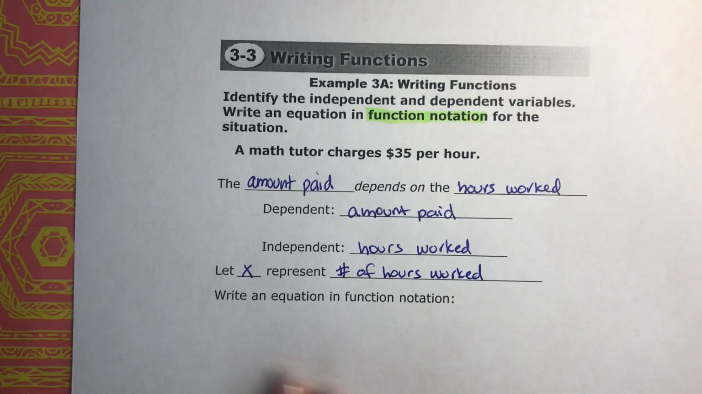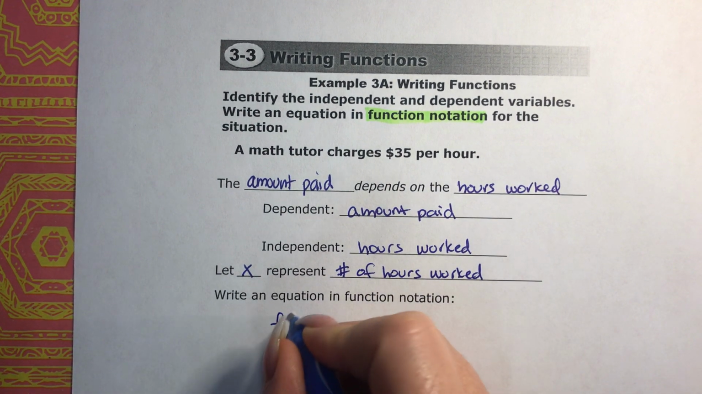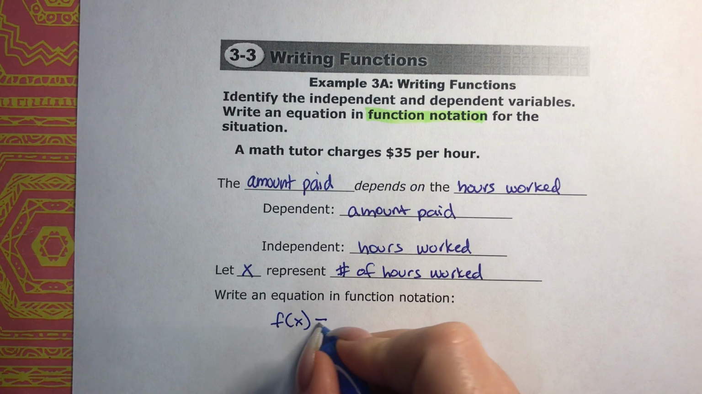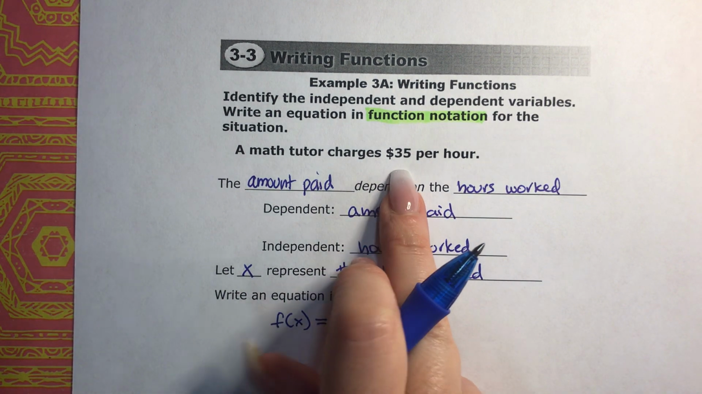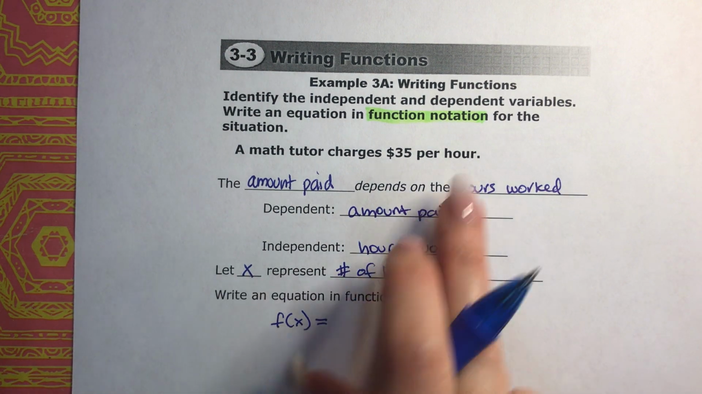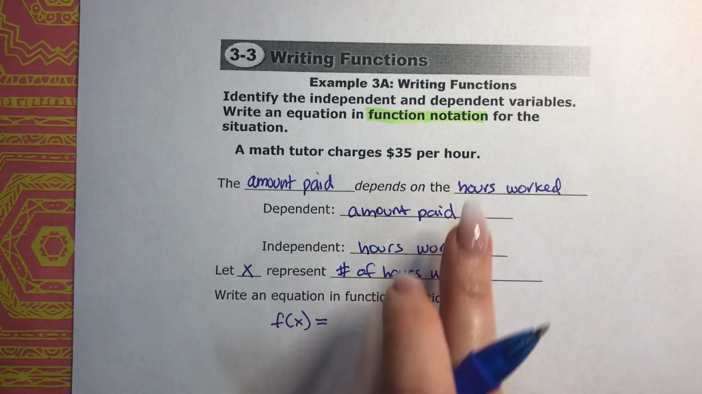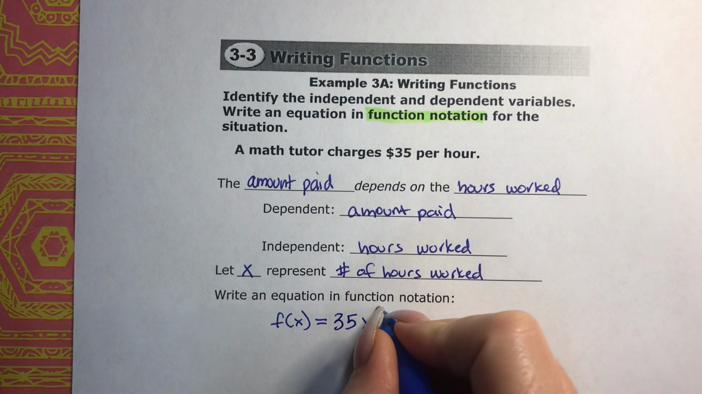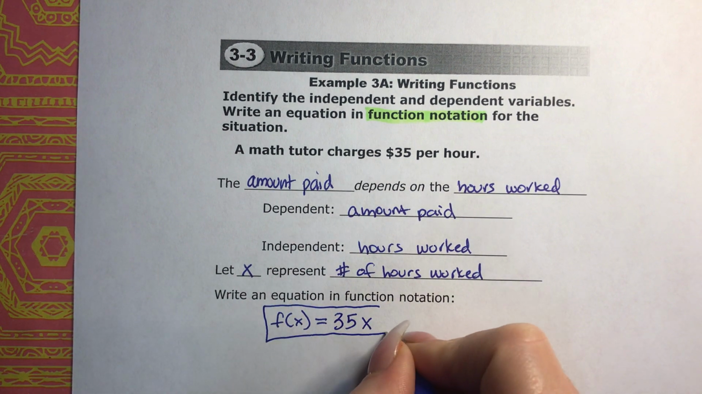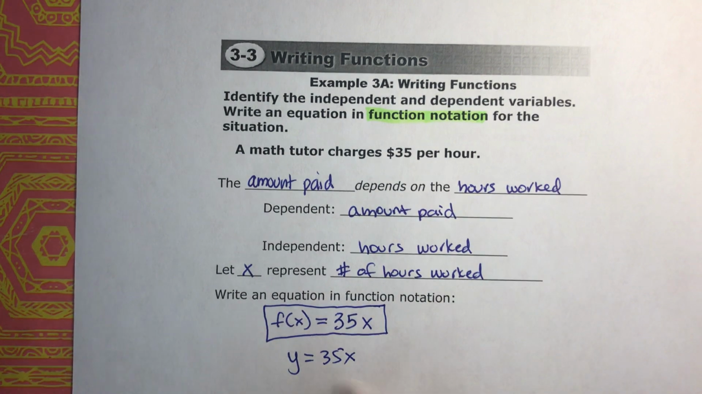Okay? And now we're ready to write our function notation, right? So I'm going to write f of x. That's just the same thing as y. So this is basically saying y equals $35 per hour. X is representing hours. $35 per hour just means 35 times the number of hours that you work, which is x. So there it is, 35x. That is our function notation, which is just the same thing as y equals 35x. Those mean the same thing, all right?